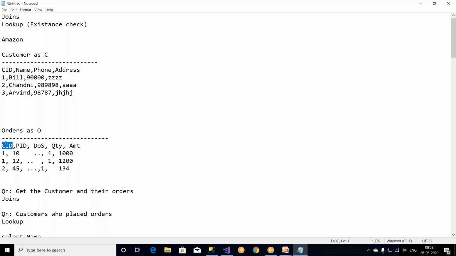So what is the column? In the customers table, I have to have an index on this column. In the orders table, I have to have an index on this column. Am I clear? If you don't have indexing, joining will take a lot of time. Remember this. Okay. What are indexes? Why do we need to have indexes?